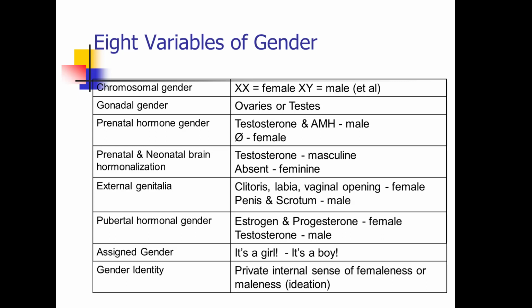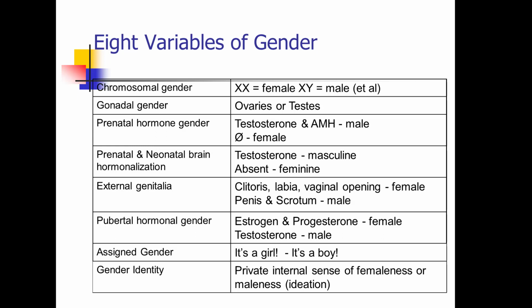Next, we turn our attention to the 8 variables of gender. The 8 variables of gender have been defined as chromosomal gender, which is XX or XY, the gonadal gender, which is the presence of ovaries or testes, the prenatal hormone gender, which is testosterone and anti-Mullerian hormone for the male, and the absence of these for the female. Prenatal and neonatal brain hormonalization occurs through testosterone and the absence of testosterone in the females, and external genitalia are present in the male and the female sex organs.